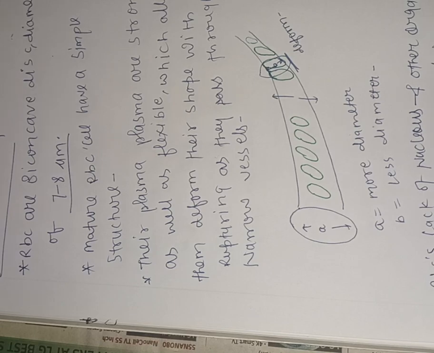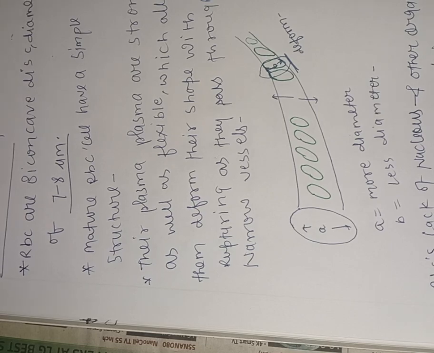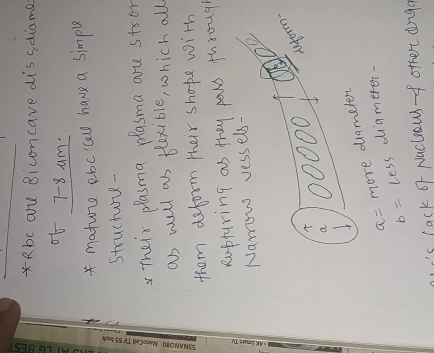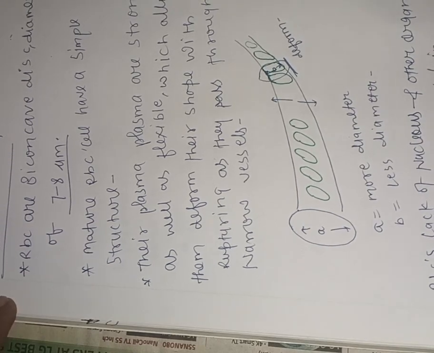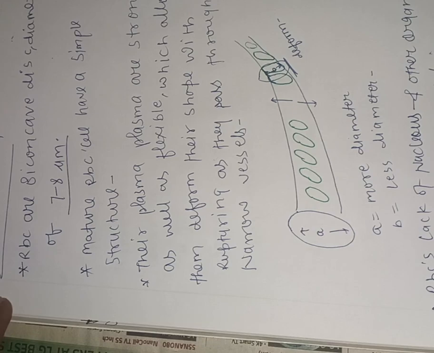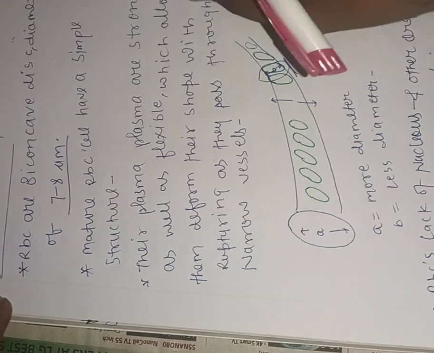Before the degradation of RBC, hemoglobin gets utilized. Hemoglobin will be broken into two parts: one is heme and one is the globin part. RBCs lack a nucleus and other organelles, and they cannot participate in metabolic activities.